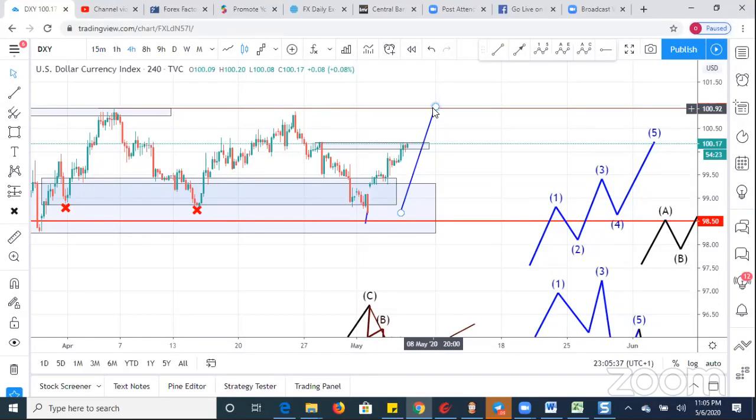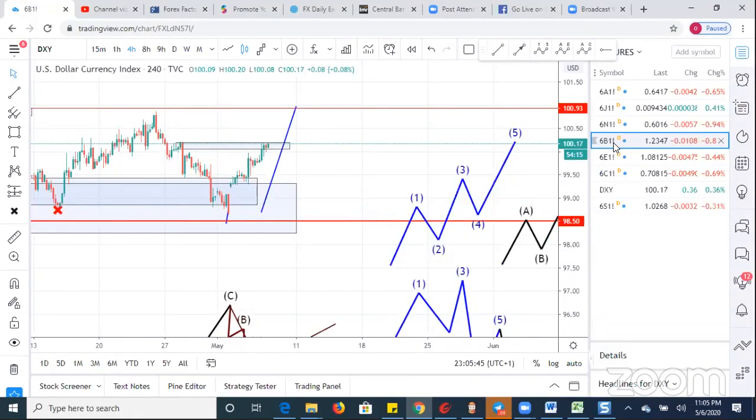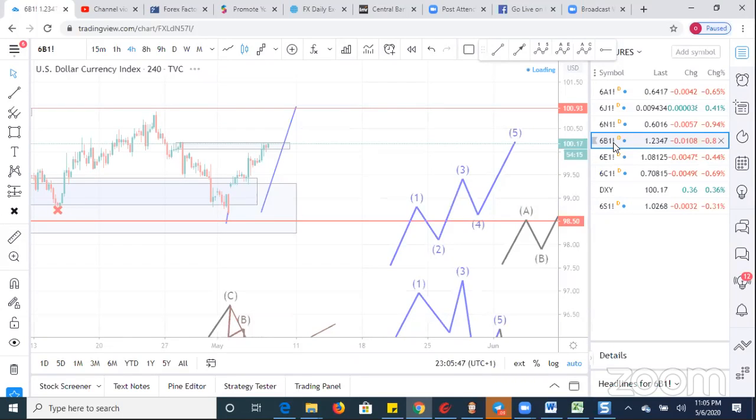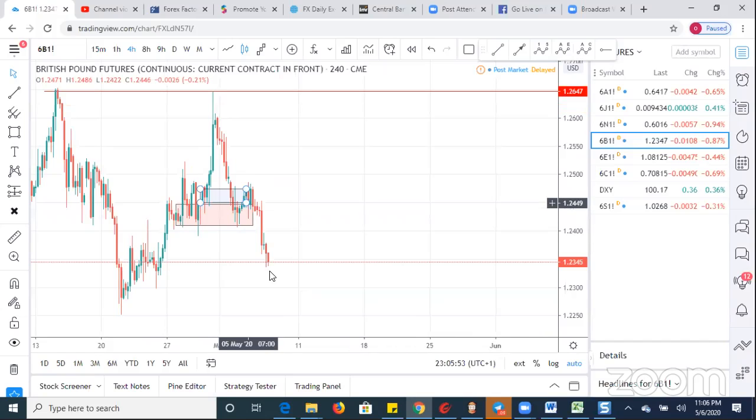That simply meant that, well, we also checked GBP. We checked Great British Pound futures, and we were anticipating that GBP was going to be bearish. Now, if GBP was going to be bearish and DXY was going to be bullish, it was only natural for GBP USD to be bearish, right?